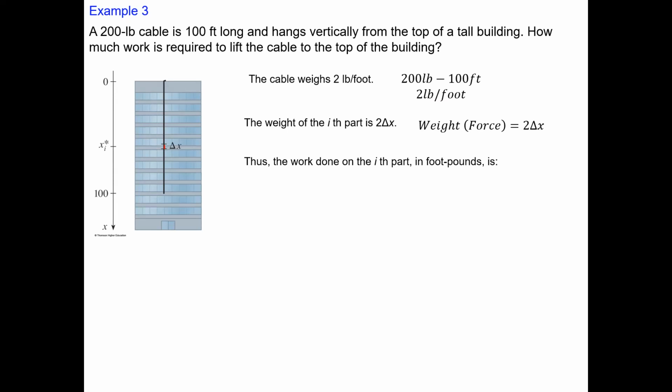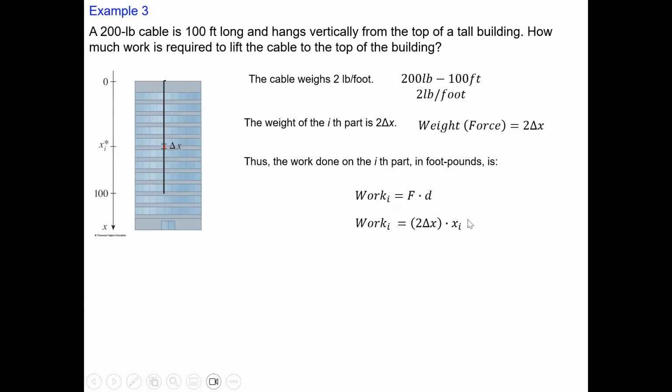Now, the work done by this small part, this red part, will be force times distance. Force is just the weight, so the force will be 2 delta x, 2 pounds times that small length. And the distance is x sub i, because this small part of the cable is at the level x sub i. When we pull, x sub i will be higher and higher.